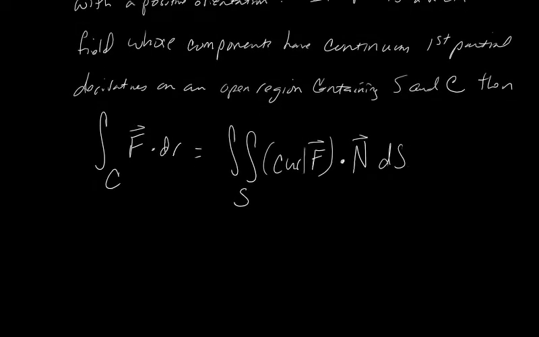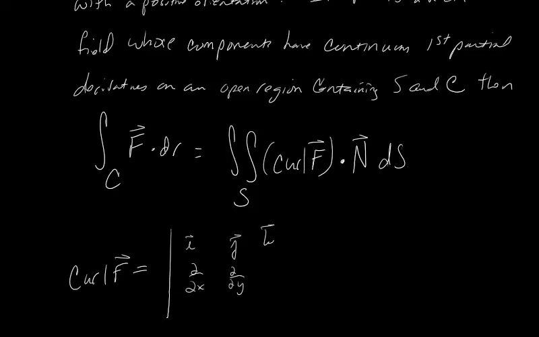Just to remind us, the curl of F. The divergence is the dot product; curl is the cross product. So the curl of F is the cross product of the partial derivative operator and F. It's equal to the determinant of i, j, k, the partial with respect to x, the partial with respect to y, the partial with respect to z, of M, N, and P.